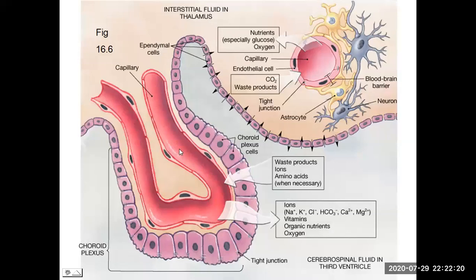And a closer look, here we see a capillary, the source of blood plasma, and represented by these pink cells lining the capillary. These are the ependymal cells. And having the union of these two together, we're looking at a choroid plexus. So ultimately, the filtered plasma flows out, and now we've produced cerebrospinal fluid.